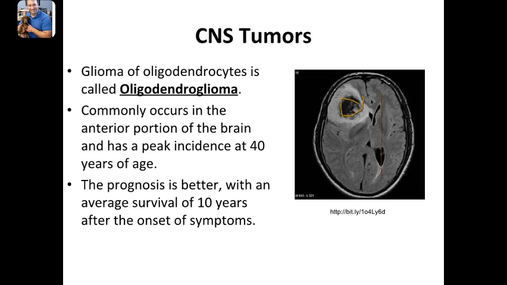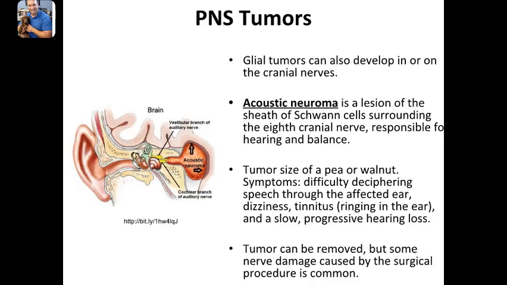Don't worry if you know survival rates or all that stuff. It's all horrible stuff, but just know the trends. So those are central nervous system tumors. Now we've got peripheral nervous system tumors.